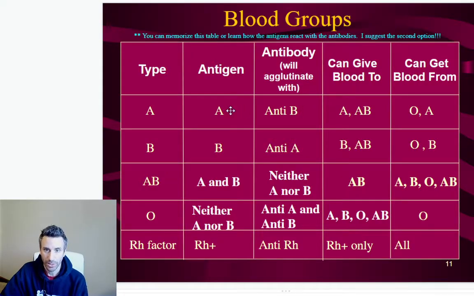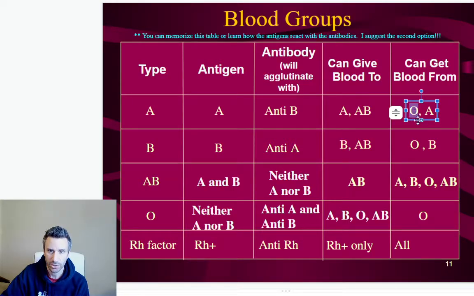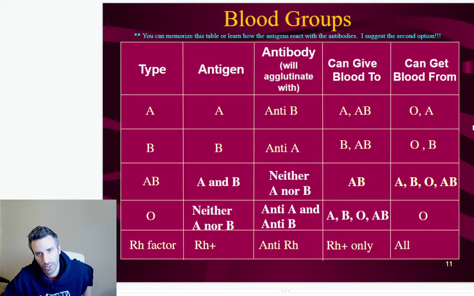So if you have type A blood, you of course can give to somebody else who has type A blood, but you can also give to somebody who has type AB blood, because all you have is that antibody B, and they can receive that as well. You can get blood from type O or type A. So type O is essentially going to be a universal donor. Type O negative specifically is universal, and that's something we'll get to in a moment here.